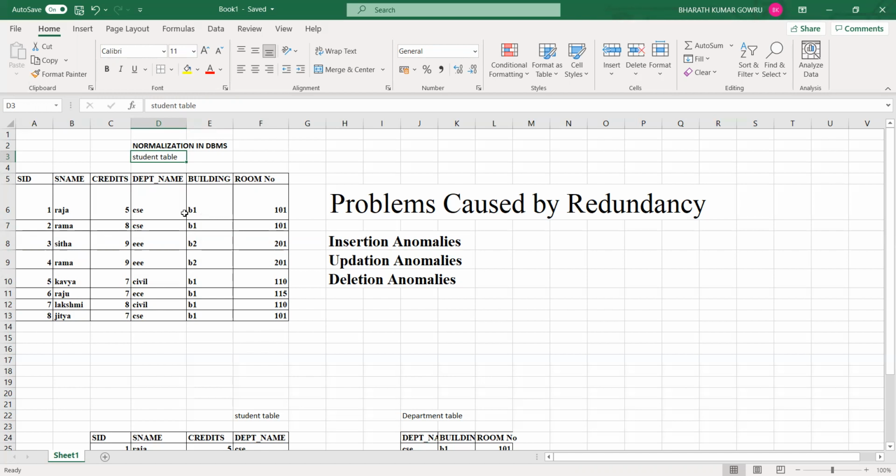In this example, what is the duplicate, or what are the multiple copies? Suppose we consider the department name. Student id 1, student name Raja, is related to the CSC department. The building name is B1 and the room number is 101. Every time a student is related to the CSC department, we will definitely have building B1 and room number 101.